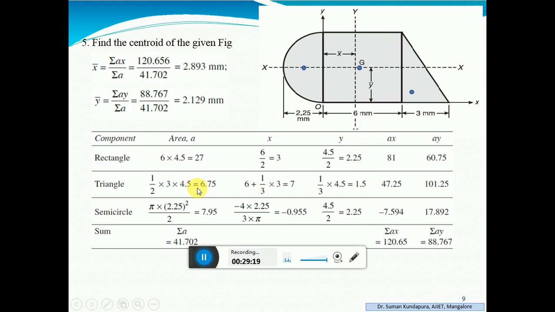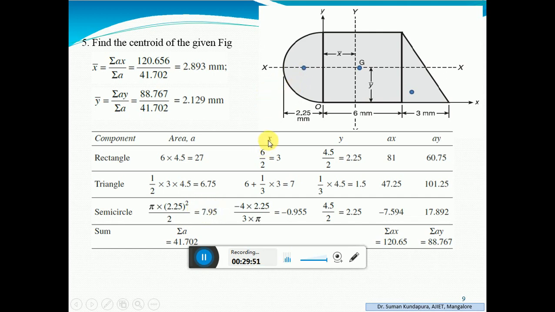Just multiply this area into x, you will get 47.25. Area into y, you get 101.25 for the triangle. Next, move on to our third figure, that is the semicircle. The area of the semicircle, you know that it is pi r square by 2. Substitute the r value, r is 2.25. You will get 7.95 as the area of the semicircle.